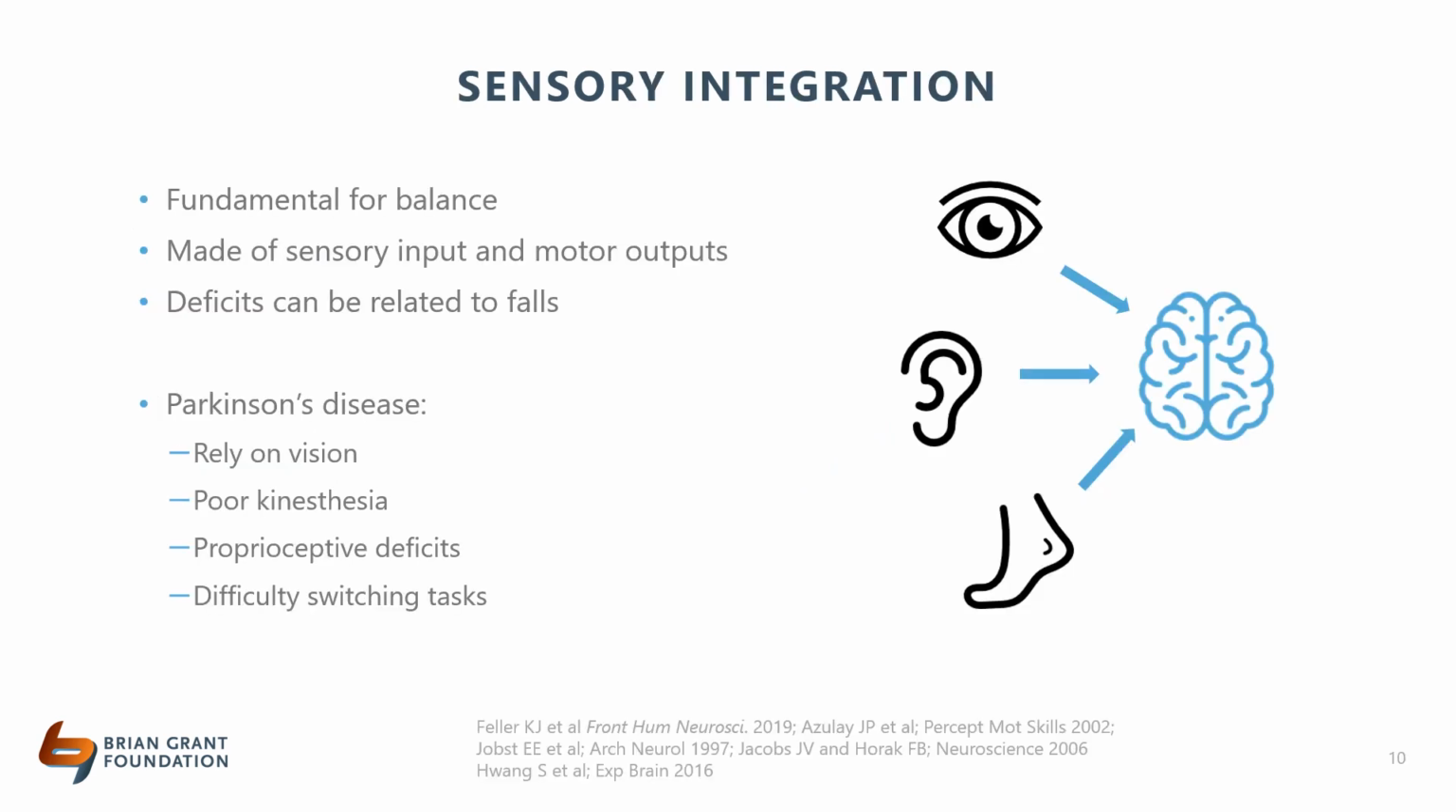Sensory integration is also affected in Parkinson's. Sensory integration refers to how people process and use the information provided by the sense of touch, movement, body awareness, sight, sound, smell, and taste. Sensory integration is fundamental for balance, and deficits can be related to falls. Reduced sensory integration in Parkinson's can lead to relying on vision, poor kinesthesia or being less aware of movements and where the body is, proprioceptive deficits or lack of balance, coordination, and agility, or difficulty quickly switching tasks and needing more time for transitions.